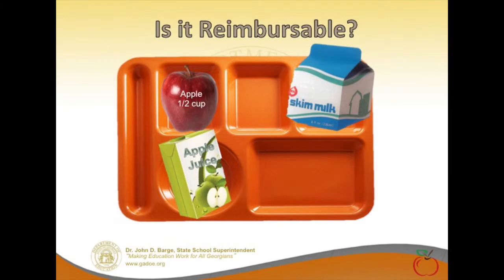Little Sally now selects a half cup serving of apple, a half cup or 4 fluid ounces of apple juice, and 1 cup of skim milk. Is this reimbursable? If you said yes, then you are correct. In August of 2014, the Offer versus Serve manual was updated to state that foods that are offered in large enough quantities can credit as 2 food items. For example, an apple that is large enough to count as a 1 cup serving can credit as 2 food items. So in this example, the half cup apple and half cup apple juice, since these are considered the same fruit, credits as 2 food items. Therefore, the apple juice, and the milk that Little Sally selected is considered a reimbursable meal for Offer versus Serve.